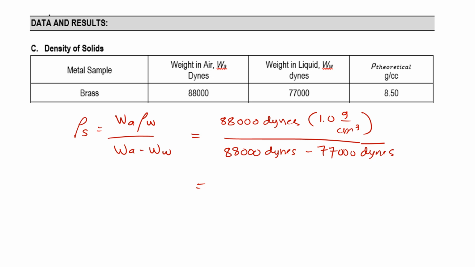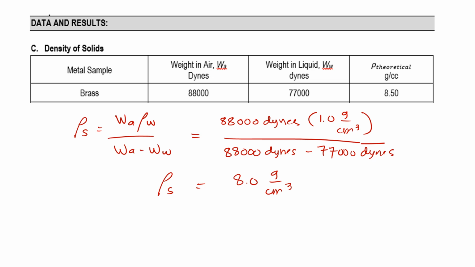This is equal to 88,000 multiplied by 1 divided by 88,000 minus 77,000. The answer here is 8.0 grams per cubic centimeter. So this is the experimental value of the density of brass.